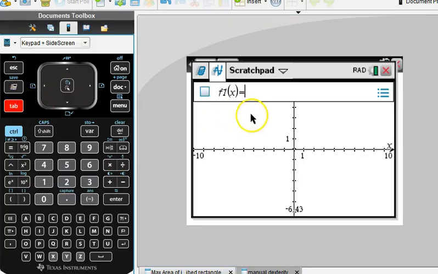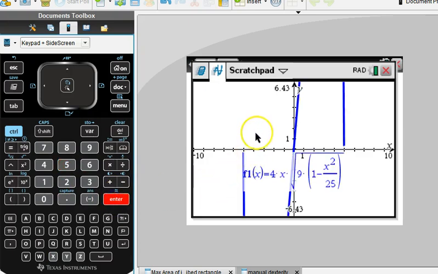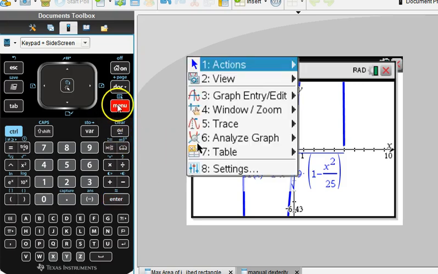So we open up a new graph window, and we're going to type in our equation, 4x times the square root of 9 times 1 minus x squared divided by 25. And we're going to graph this. Okay, we get this graph that goes down and comes back up and goes back down again. So what section of this graph am I particularly interested in? Well, I'm interested only in the section where x goes from 0 to 5. I'm not really interested in the part where x is negative, and I also need to see the top of this graph, so I need to change some window settings.